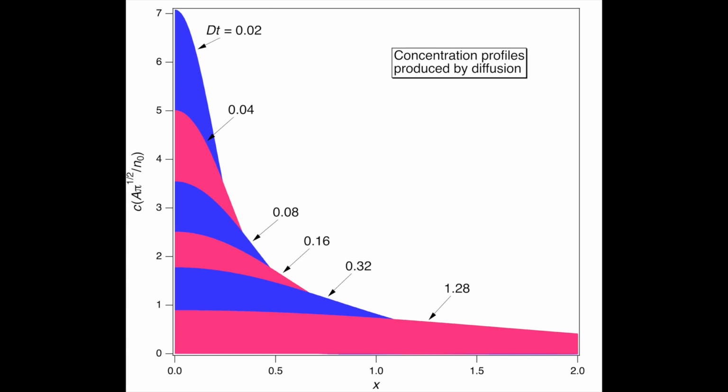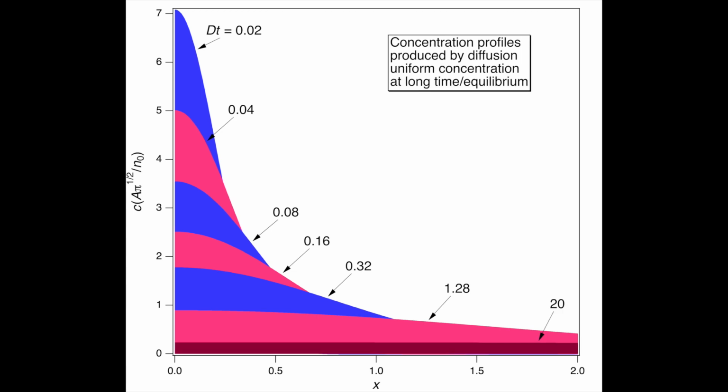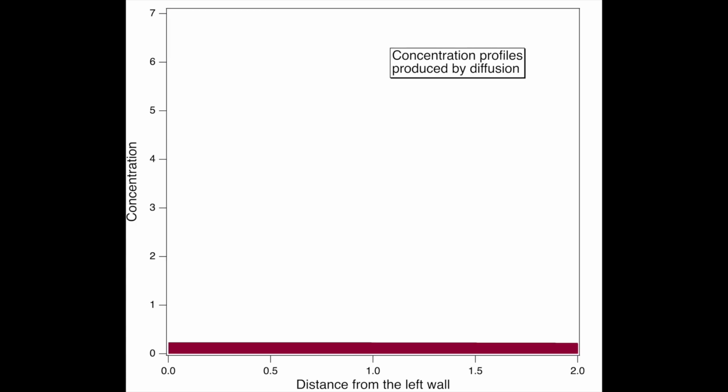All right. And so as time progresses and we go further and further, the concentration near the wall where they all started will go down, and the concentration far away from the wall will go up as the system evolves from a non-equilibrium distribution to the equilibrium distribution where they're uniform across the entire container.